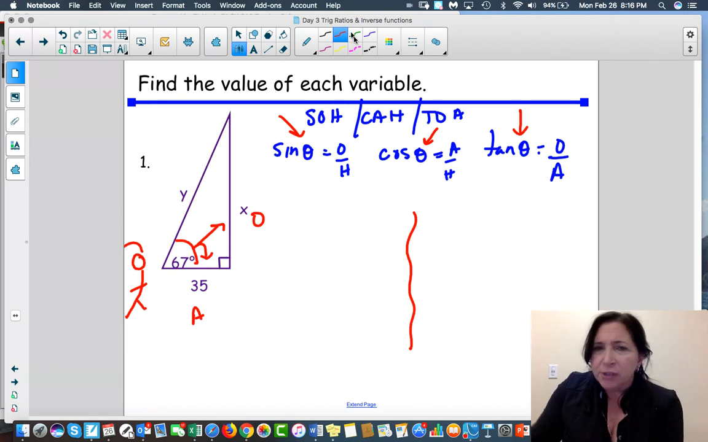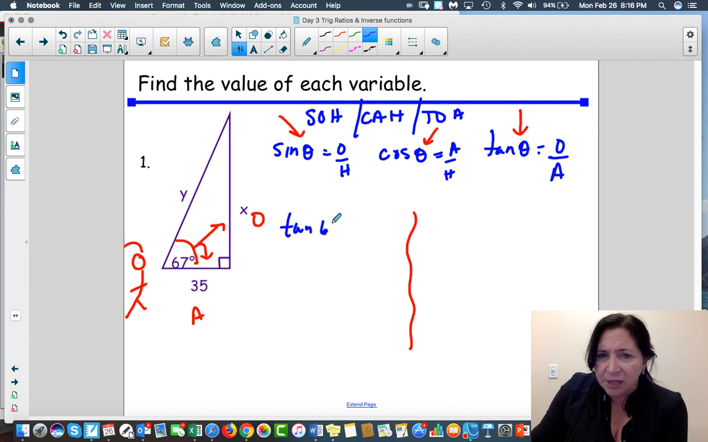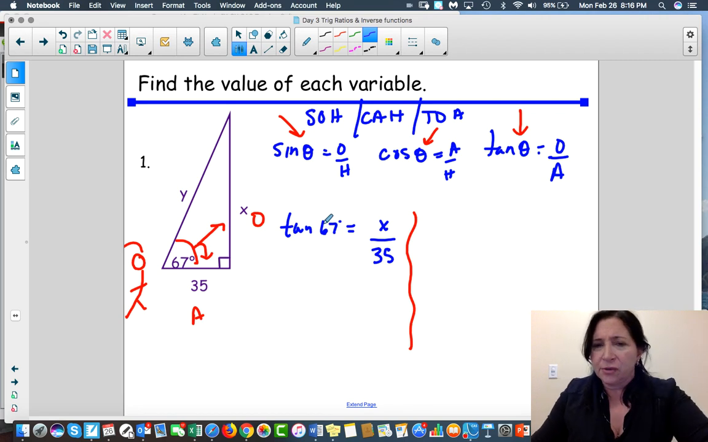So let's write our trig function. So everybody should write this down. This is going to say tangent of 67 degrees is equal to the opposite side over the adjacent, which is 35. Now, this is where I ask you to get a calculator.